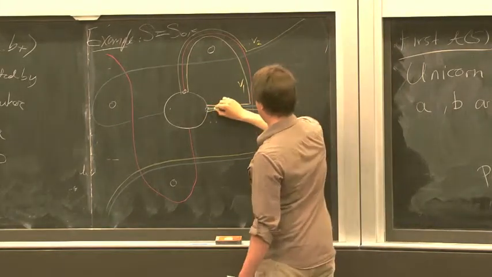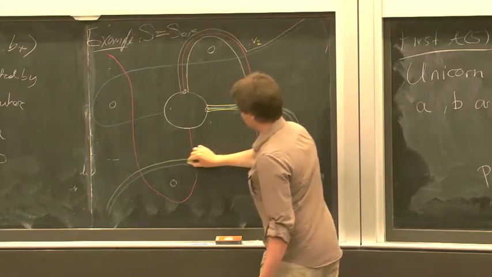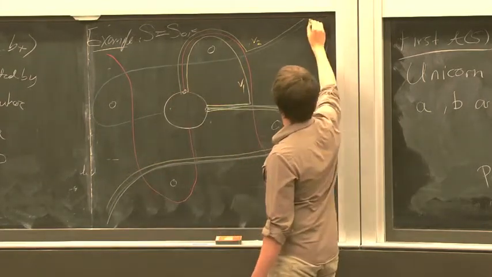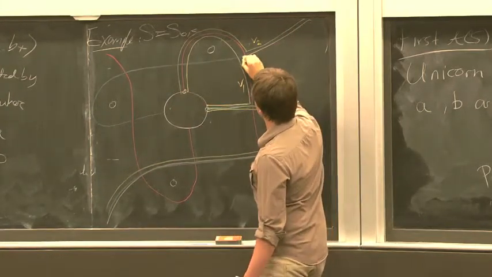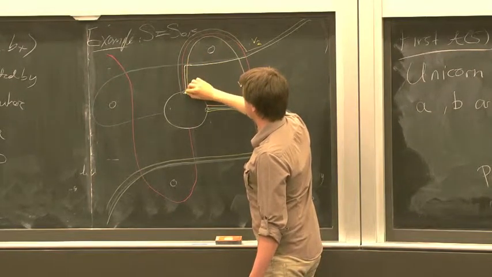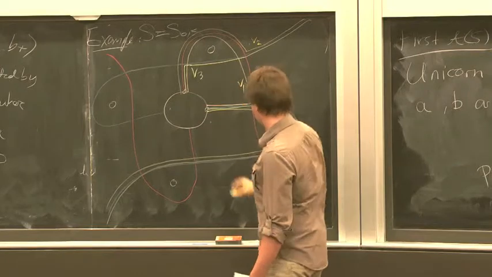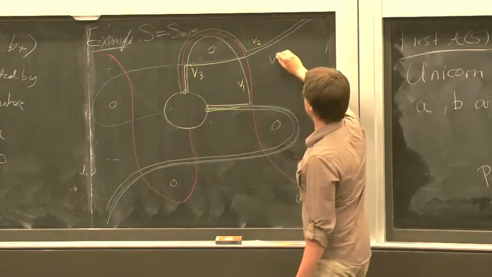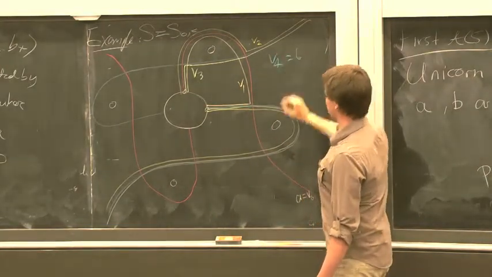V3. Keep going. So V3 cuts V1, that's fine. That's V3. And V4 is in blue, so it's a rainbow uniform.